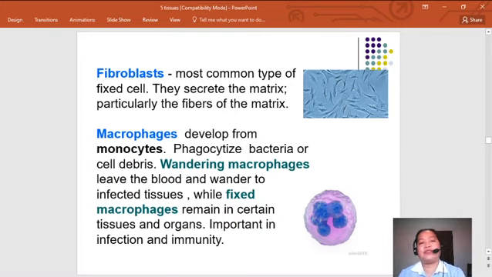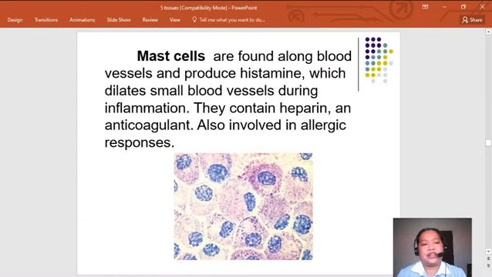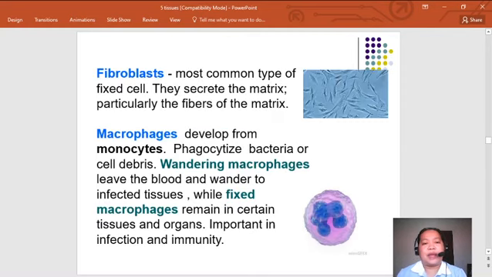So we have fibroblasts, the most common type of fixed cells. They secrete matrix, particularly the fibers of the matrix. We have also another type, the macrophages, developed from monocytes, which phagocytize bacteria or cell debris. So they are considered the wandering macrophages. Those are the wandering cells.